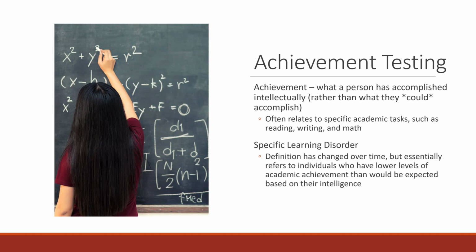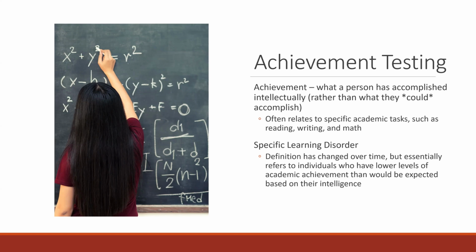And this definition has changed over time. This is actually one of the things that has changed quite a bit across the different versions of the DSM. But essentially what this refers to is people who have lower levels of academic achievement than would be expected based on their intelligence. So the way that we diagnose a specific learning disorder is to give an intelligence test and an academic achievement test and compare.